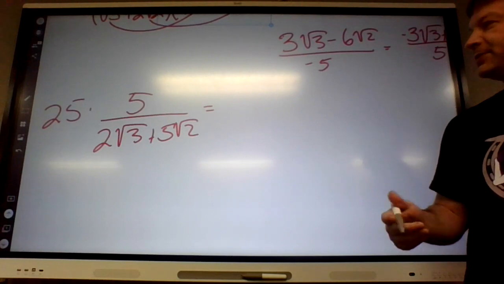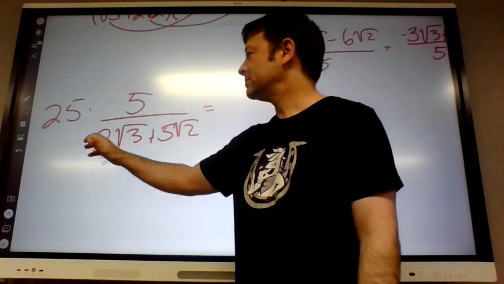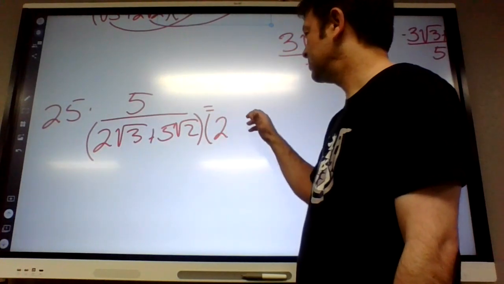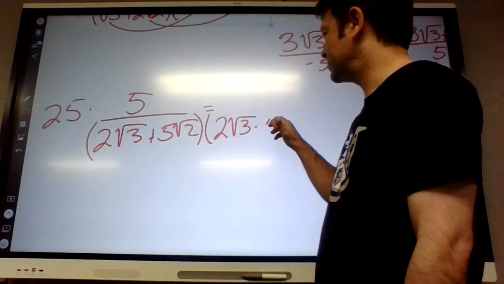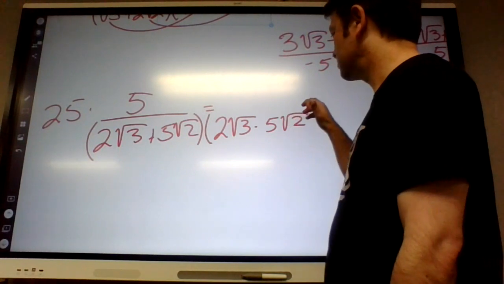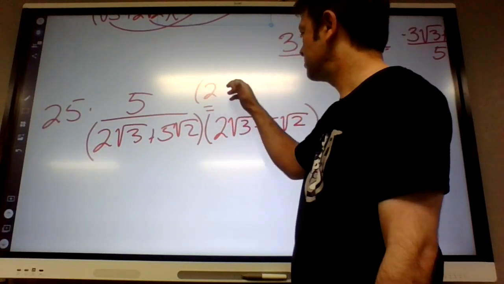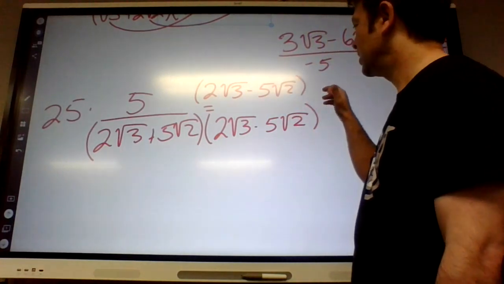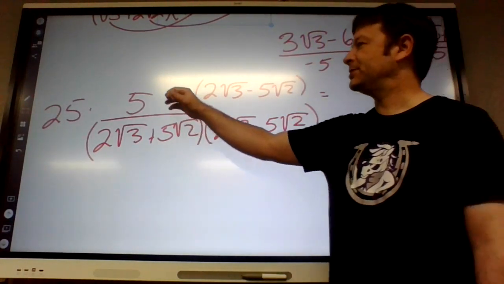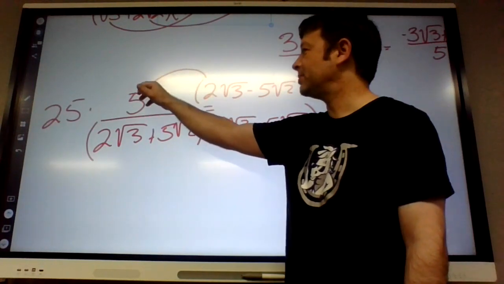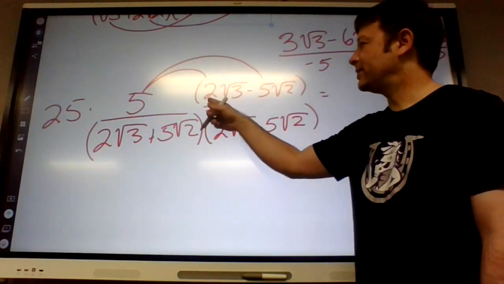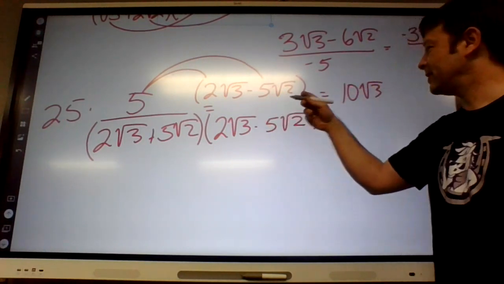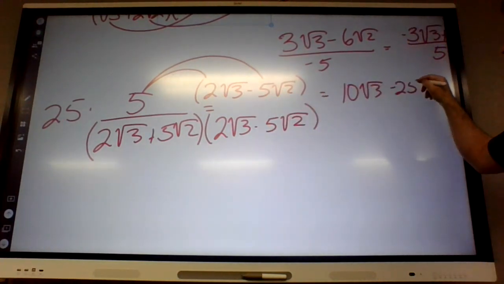So what's my first step here? Multiply the bottom by 2 square root of 3 minus 5 square root of 2. That sounds painful. It really does. That's what we just did on the last problem. Okay, so the top is 5 times this, so it's just distribute. 5 times 2 is 10 square root of 3. 5 times 5 is 25 square root of 2.